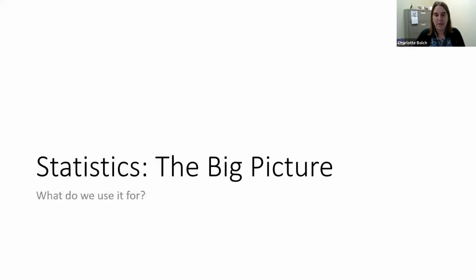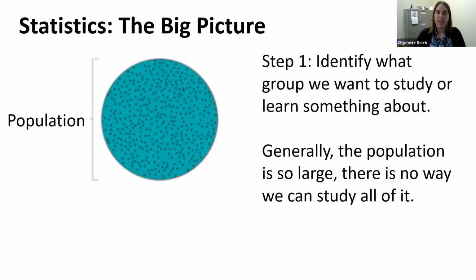So before we get started talking about those terms and reviewing what they mean, I want to give you a broad overview of statistics and what we use it for. The first step of statistics is to identify a population. A population is the entire overall group we are interested in studying, and populations are usually large, but can also be small sometimes. Generally, the population is so large that there's no way we can study all of it. So examples of populations might be all pharmacy students in the US or all adult males in Chicago.